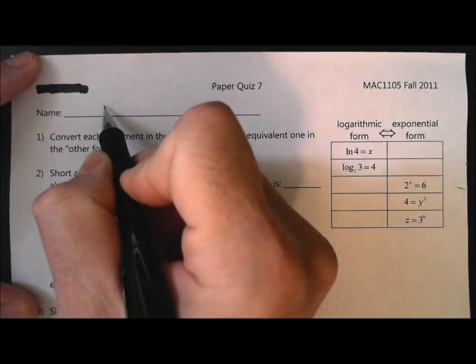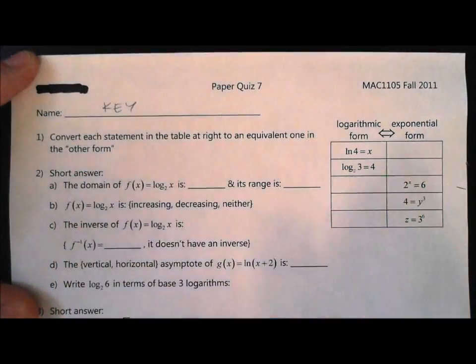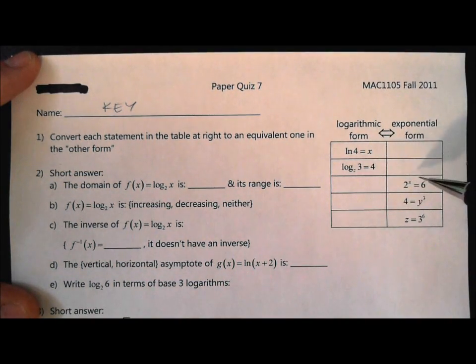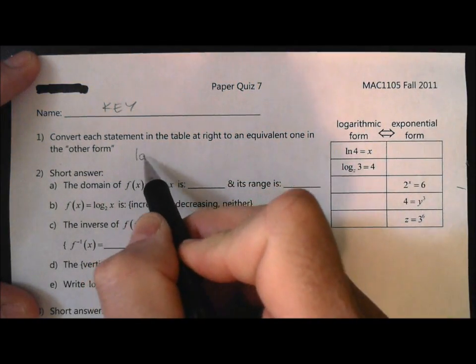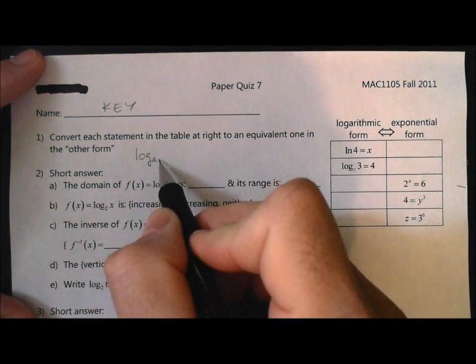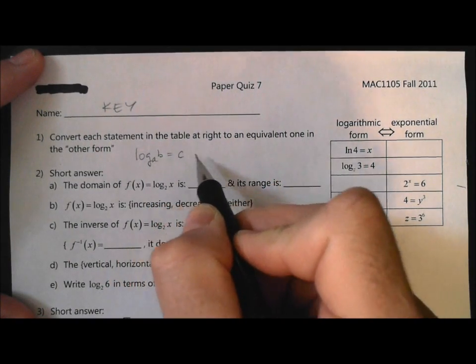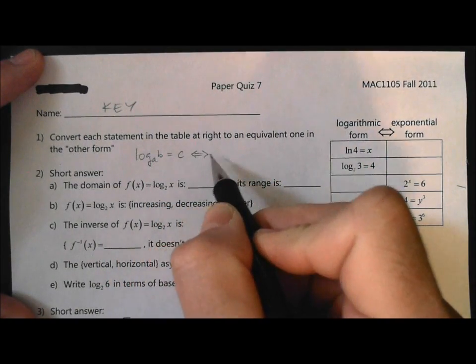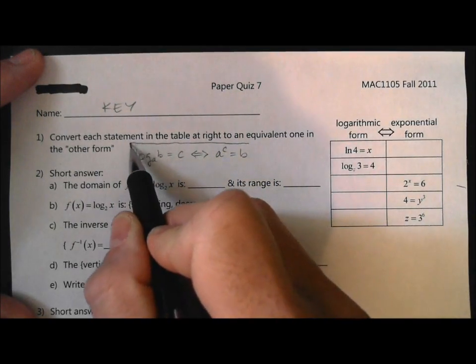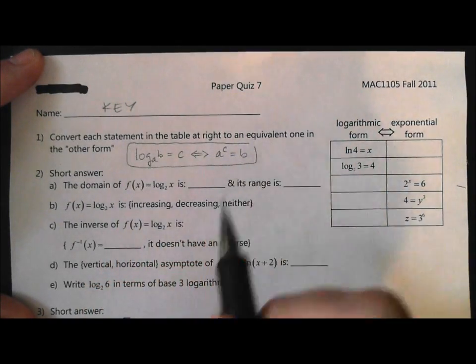Here's the key to paper quiz 7. And the first problem asks us to convert from logarithmic to exponential and from exponential back to logarithmic. The key thing here is to remember the ABC that we discussed in class. Log base A of B equals C is equivalent to A to the C equals B. That's a key observation. It's a good thing to know.